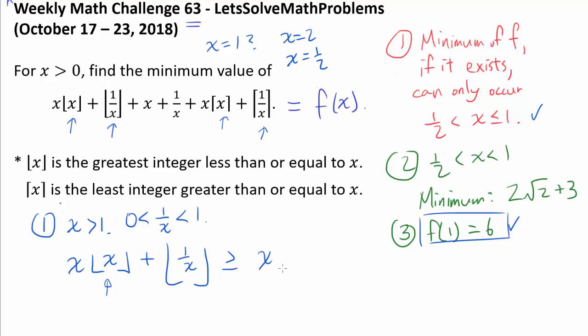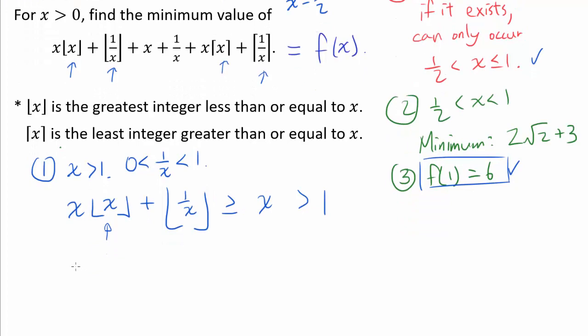So this is greater than or equal to x, which is greater than 1. Now let's take a look at ceiling. x times the ceiling of x plus the ceiling of 1 over x. Because x is greater than 1, the ceiling of x is greater than or equal to 2. So we know this thing is greater than or equal to 2x, and the ceiling of 1 over x is going to be 1.